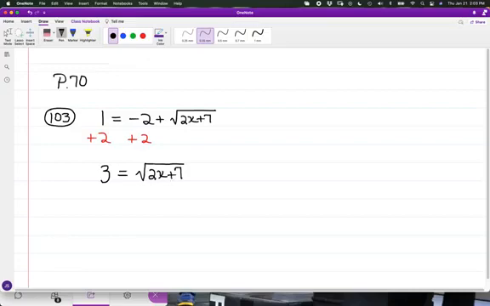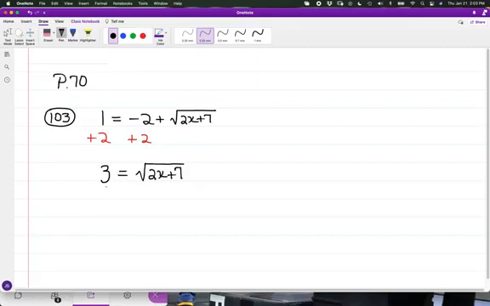Now, with the nature of the radical consisting of an even root, if you think of the principal square root rule, the even root of an expression cannot reduce to a constant that is negative. And here we're trying to say that the square root of 2x plus 7 ultimately reduces to positive 3. Since 3 is not negative, there is going to be at least one solution for x.